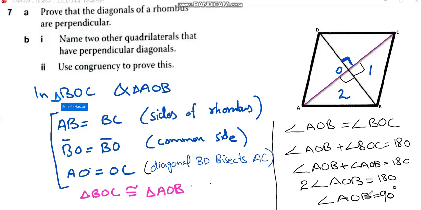It means that we have proved that angle AOB is 90 degrees, means the diagonals are perpendicular at their intersection. And as I already discussed, the size of angle AOB is equal to BOC because of the corresponding angles of the congruent triangles. So angle BOC is also 90 degrees. So it is proved that the diagonals of the rhombus are perpendicular.